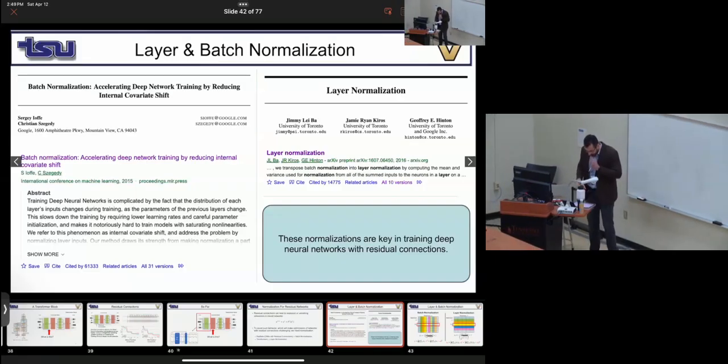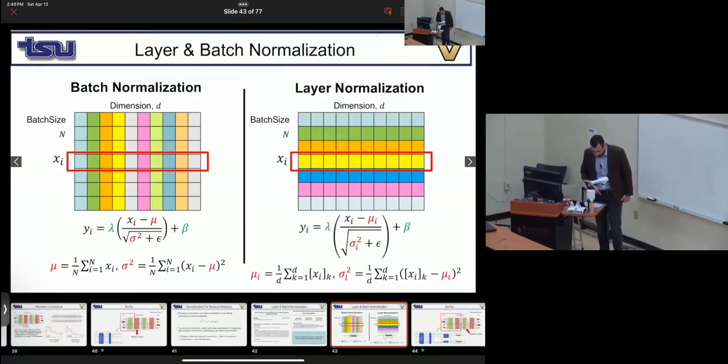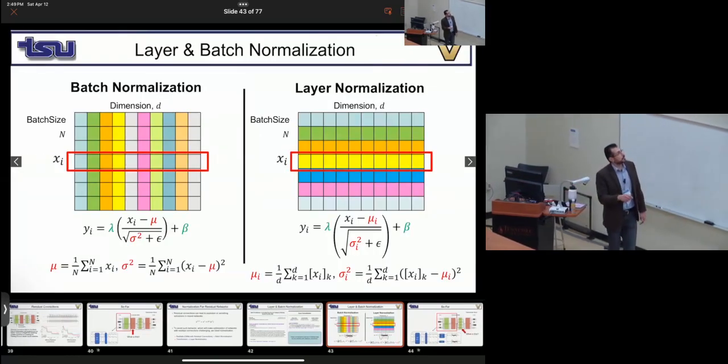Okay. The reason the citations are high is that people use these normalizations in their work and show that it works, right? It's a very practical idea. That's why there are so many citations on these papers. But what do they do? Let's start with batch normalization.